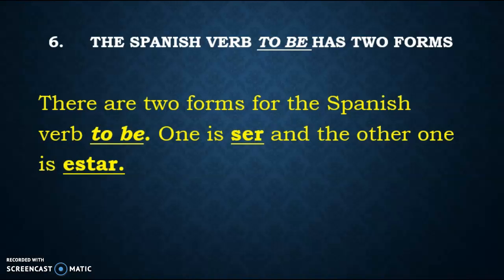Estar is used for describing emotion, condition, action, location, and position. Like for example, when you say she is a doctor, or when you say she is beautiful.